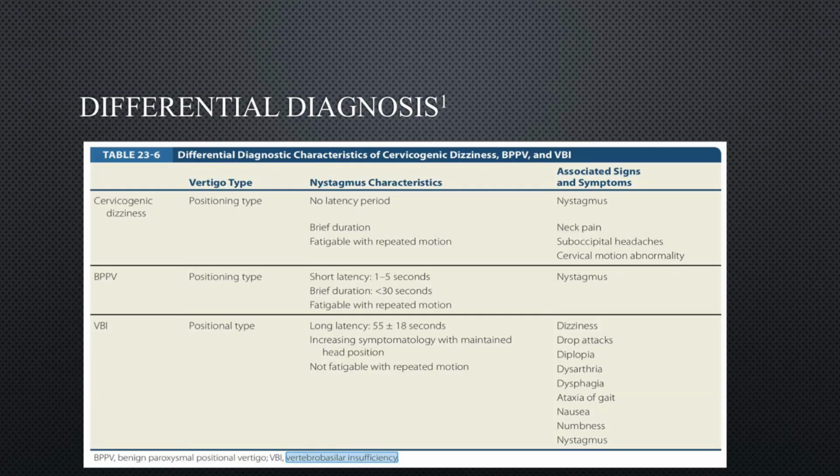So some differential diagnosis, you have cervicogenic dizziness. This type of condition, it has no latency period, and latency is just the time that passes. So in VBI, you will see about 18 seconds between symptoms. Also, a major factor to differentiate VBI from the others is maintained head position.